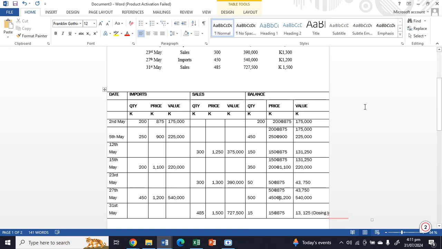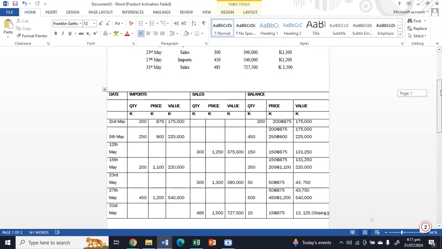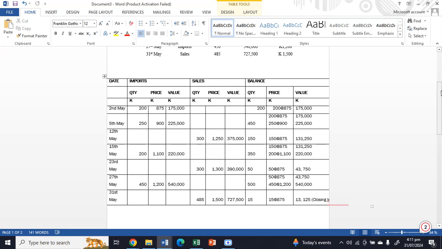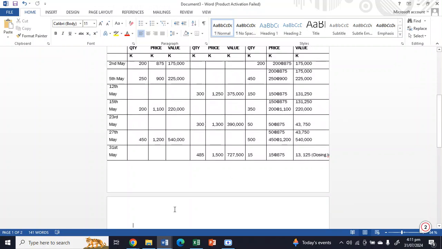Any questions before we move on? I believe there was a question where we have to get the gross profit. So we have to make a trading account here. So any questions before we make the trading account? Okay, we need to calculate the gross profit. So we have to make the trading account.